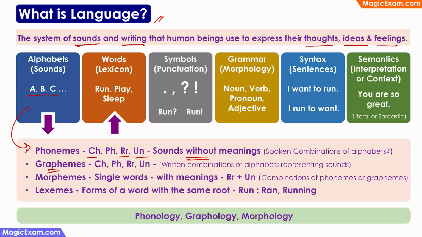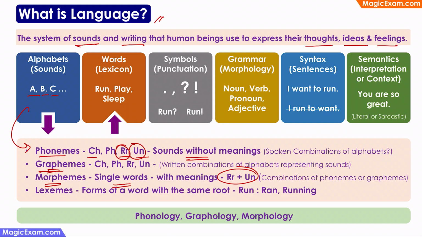Graphemes are nothing but phonemes in written form. If you just speak them, if you make a sound, they become phonemes. If you write them, they are graphemes. If you combine two phonemes or two graphemes, then we'll get morphemes. Morphemes are single words with some meanings. For example, when we combine the phonemes r and an, we get run.